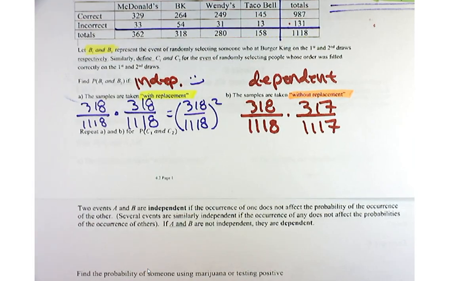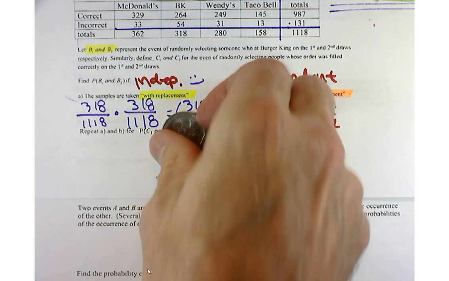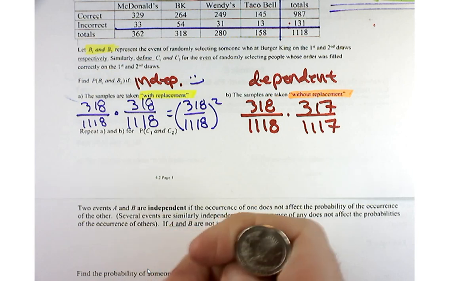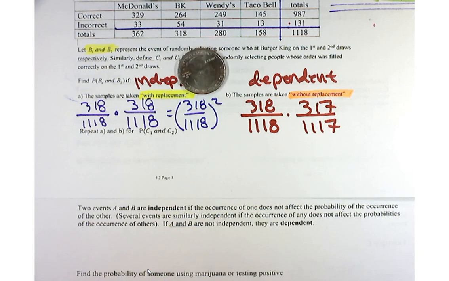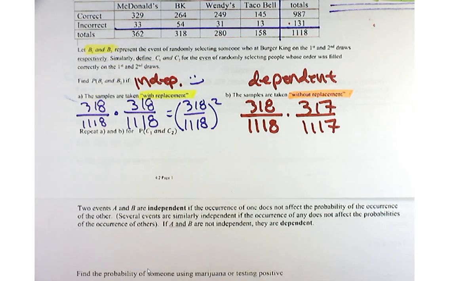Sampling with replacement yields independent events. Sampling without replacement yields dependent events. Suppose I'm flipping a coin. I got heads on the first flip. Does that affect the probability of my heads on the second flip? Those kinds of events would be independent. And this is really at the heart of something called the gambler's ruin.